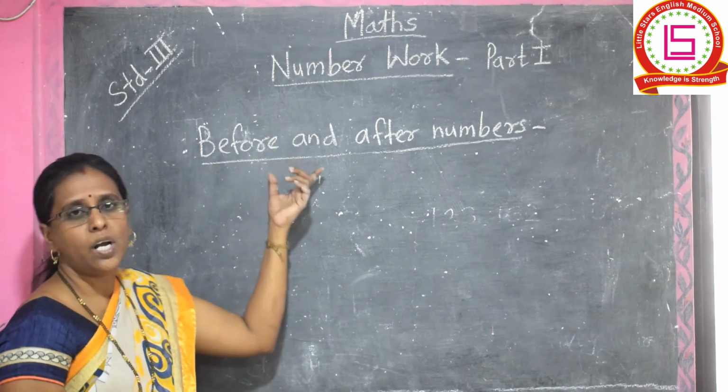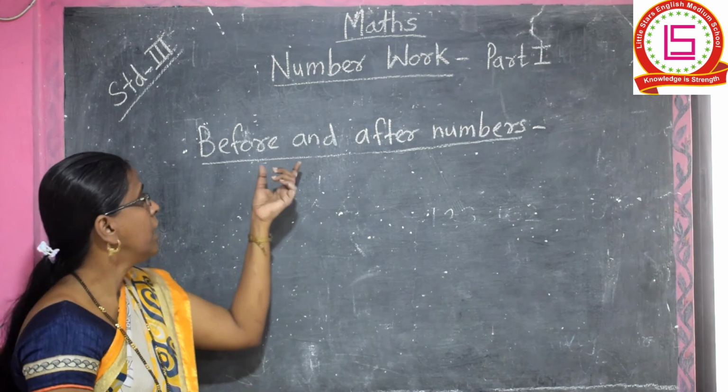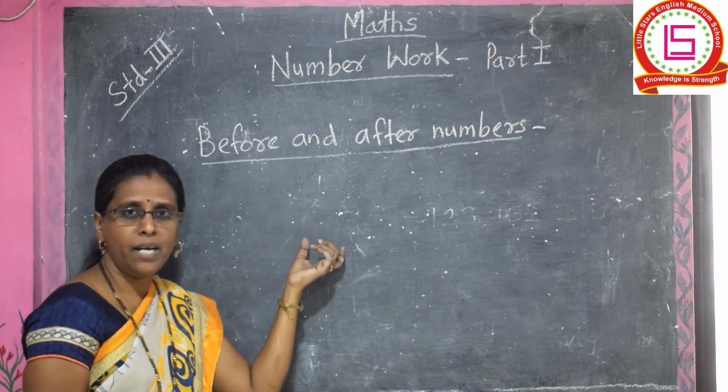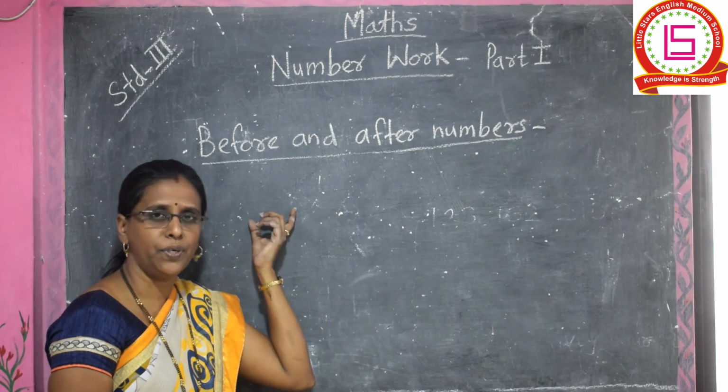And the number we get by taking away 1, that number is called the before number. Taking away 1 means if we minus 1 from any number, then we get the before number.